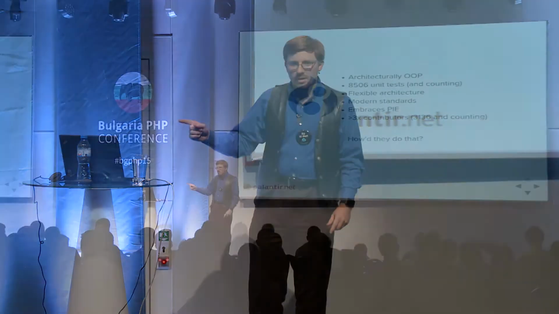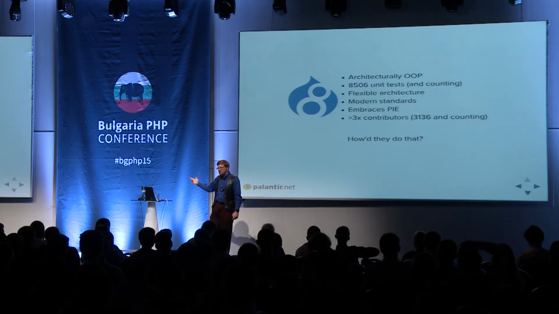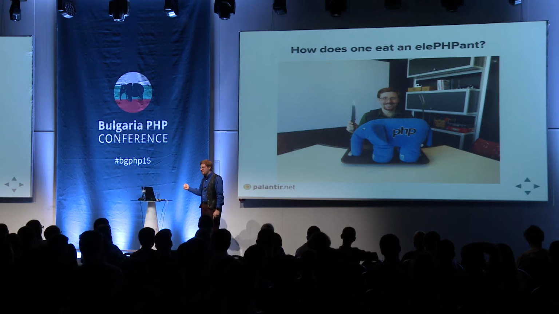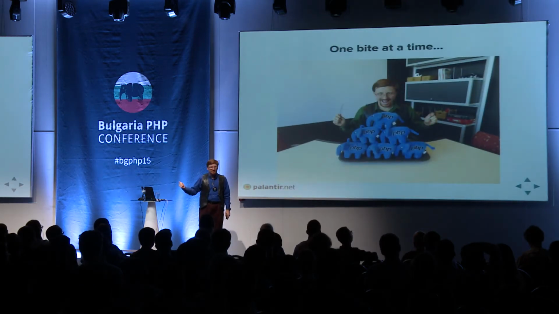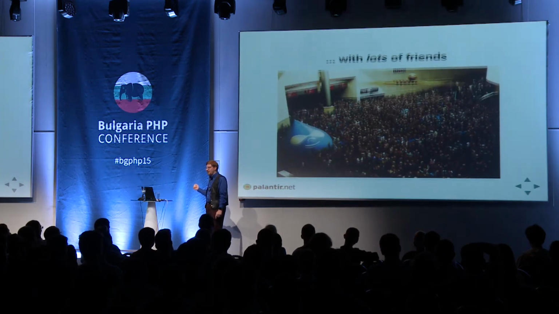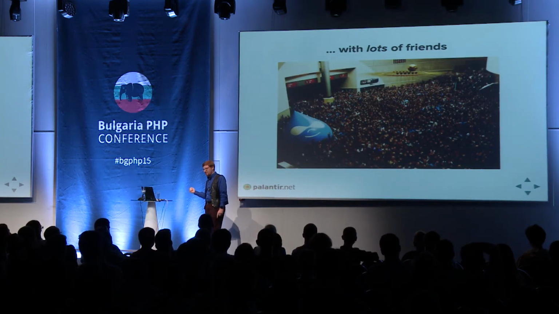That's a lot. How does one turn Drupal 7 into Drupal 8? That's a huge task. Well, how does one attack a huge task? How does one eat an elephant? One bite at a time. And it helps if you have friends. Lots and lots of friends. This is DrupalCon Portland, over 3,000 people. This is in 2012, 13? I forget which one.